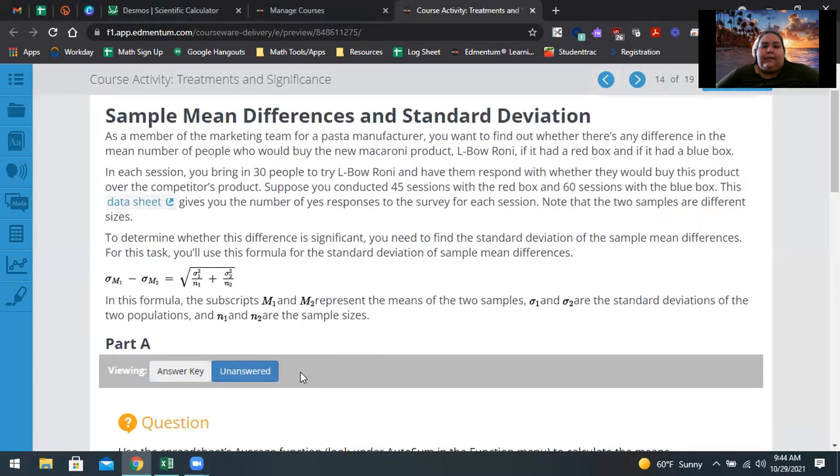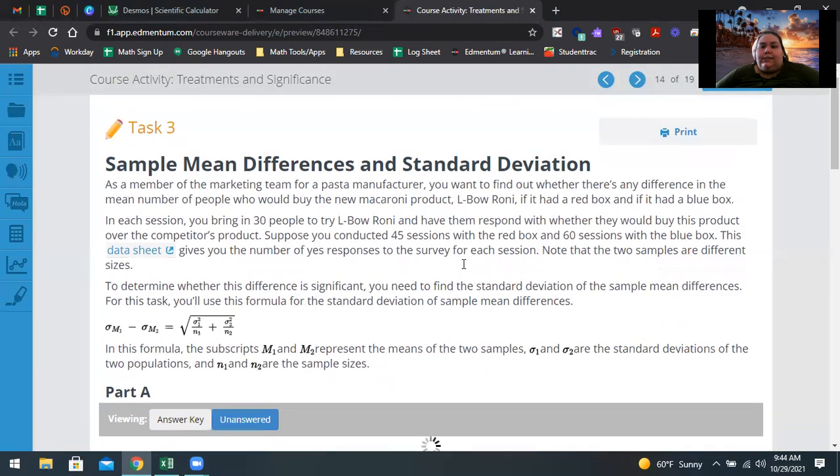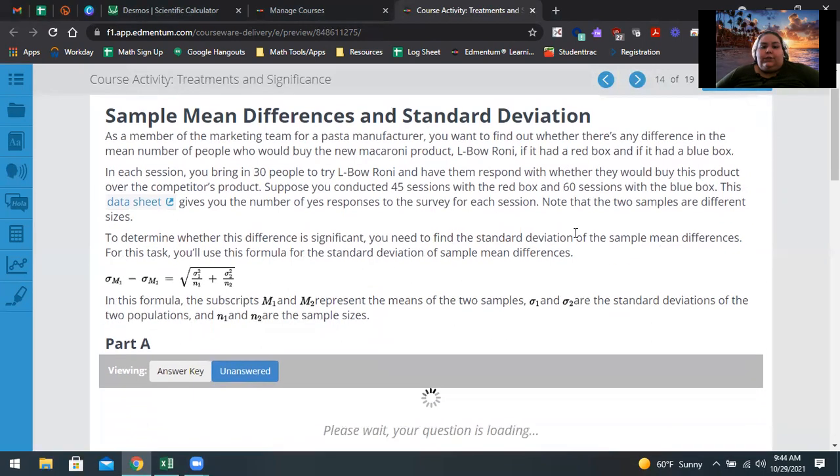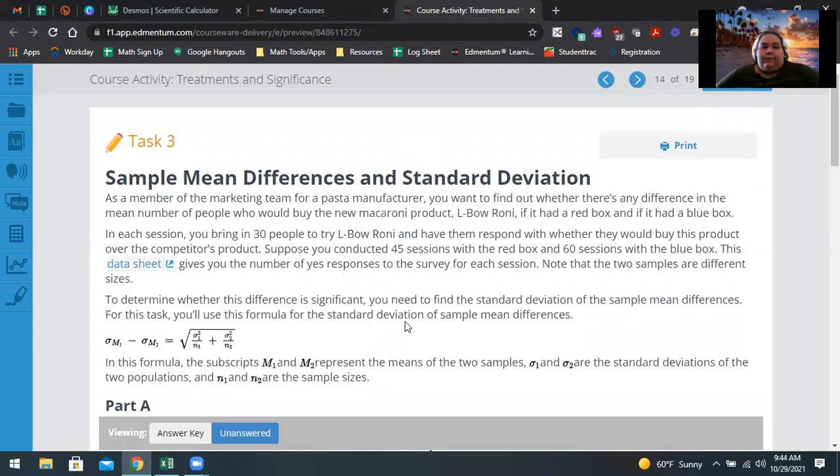The first thing they're telling us is that they took a sample. It says, as a member of the marketing team for the pasta manufacturers, you want to find out whether there's a difference in the mean number of people who would buy the new macaroni product Alberoni if it had a red box and if it had a blue box. So is there some type of difference there? In each session, you bring 30 people to try Alberoni and have them respond to whether they would buy this product. So people went out and took surveys.